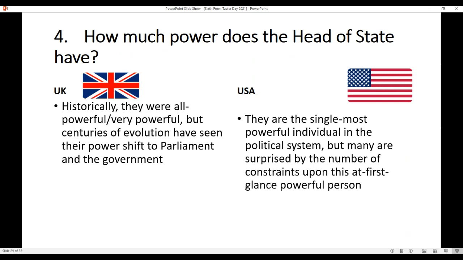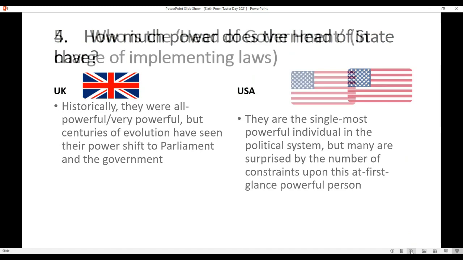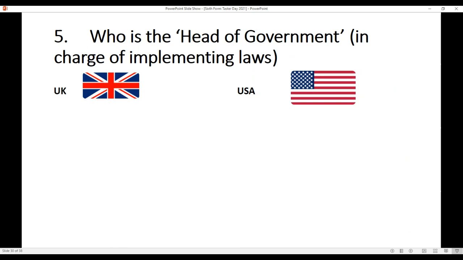So, how much power do they have? How'd you get on with that one? Let's move on. Question five. Who is the head of government? Should be a question mark there. Please imagine a question mark at the end of that question.